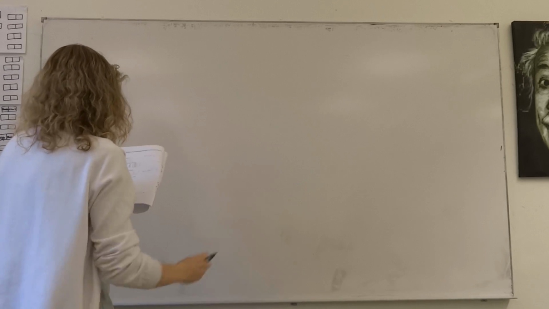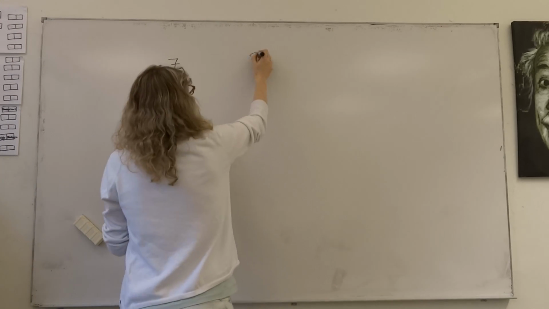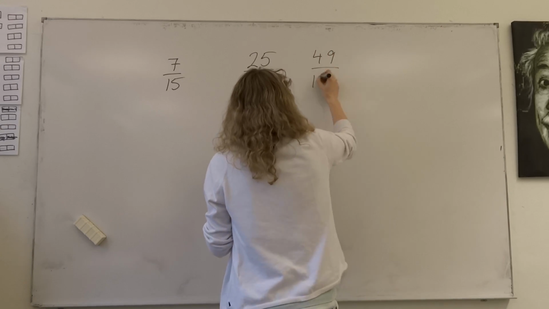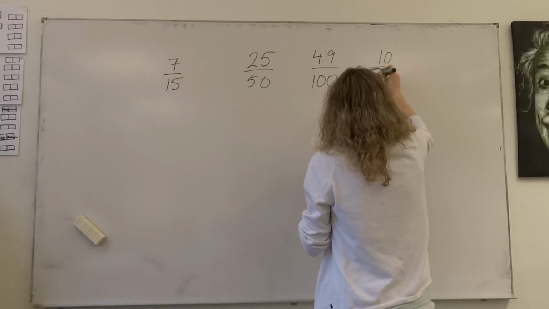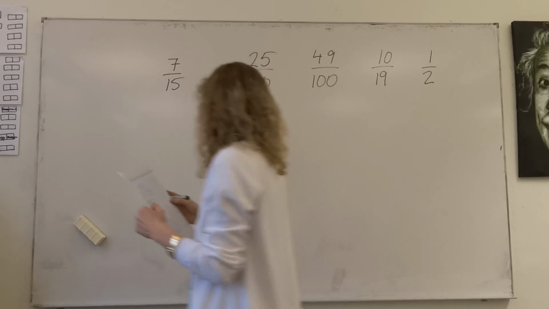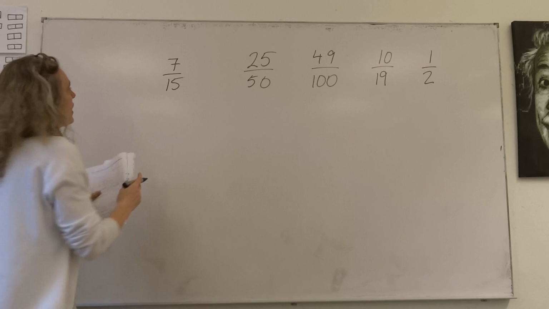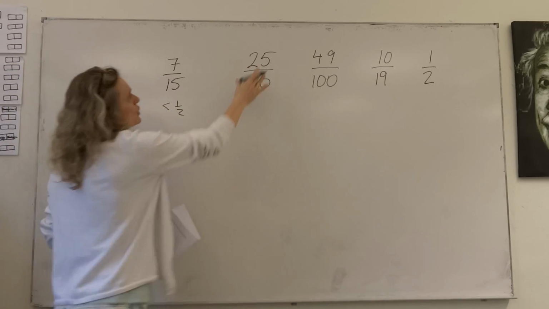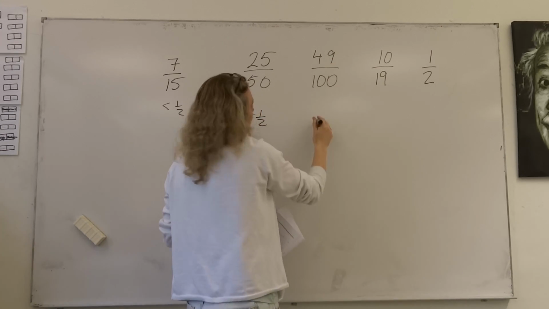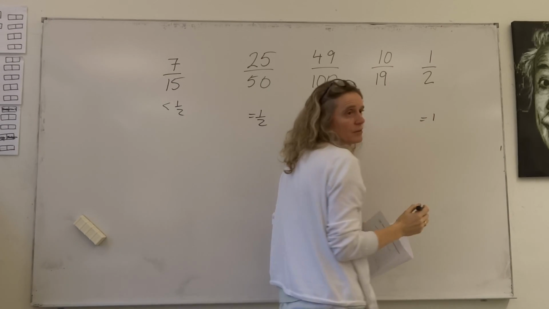Then we have which of these numbers is largest. We don't have a calculator. We've got some fractions here, 25 fiftieths, 49 100ths, 10 19ths, and a half. Well, if we look at all of these, 7.5 over 15 would be exactly a half, so this one is less than a half. 25 over 50 is exactly a half. 49 over 100ths is slightly less than a half. A half is equal to a half.